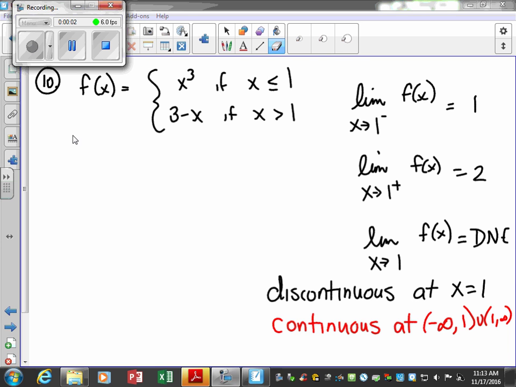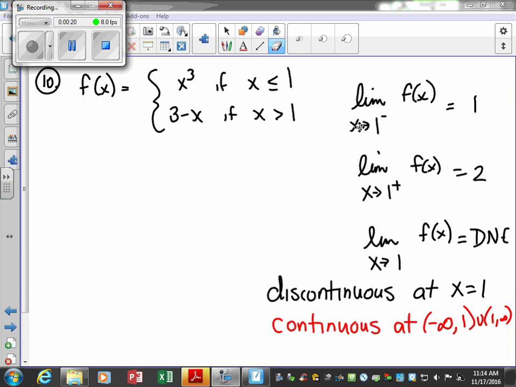Okay, let's just look at a piecewise function. Our function is defined as the cubic function if x is less than or equal to 1, so basically this is to the left of 1. It's the linear function 3 minus x if x is to the right of 1. So let's just algebraically look at it.